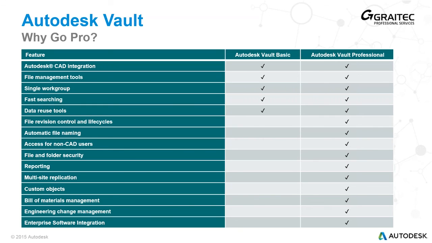So many of you may already be using Vault and you may have Vault Basic. So hopefully you can see from today that you can benefit by going pro. Autodesk Vault Professional offers a variety of features which are purpose-built to make engineering change management faster and easier. There are a host of other features that we haven't demonstrated in this webinar, so it's just a small amount of features that we've demonstrated here. So there's a wide range of other functionality available in Vault Professional, which will add towards you managing change.